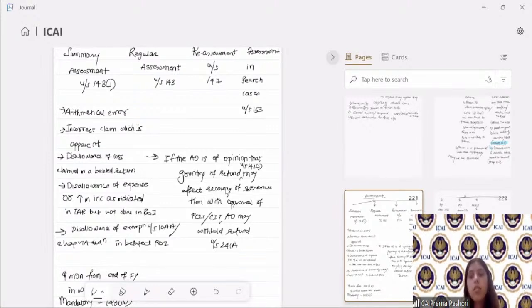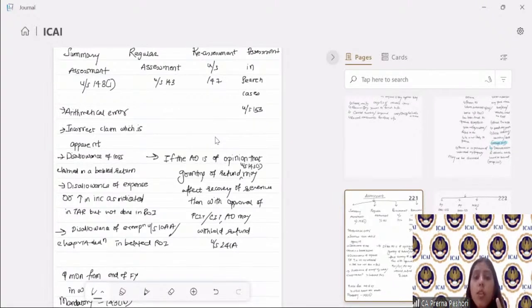Is that clear? The AO may withhold the refund under section 241A. Correct? Also, if you remember, we have done adjustment of income tax refund. So if there is any refund which is due, the AO can set off the refund with any tax or interest which is remaining to be paid for the earlier years.